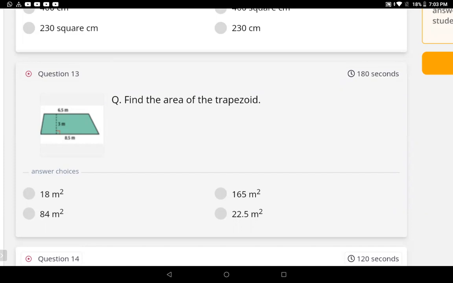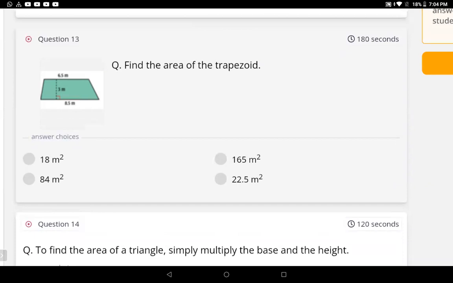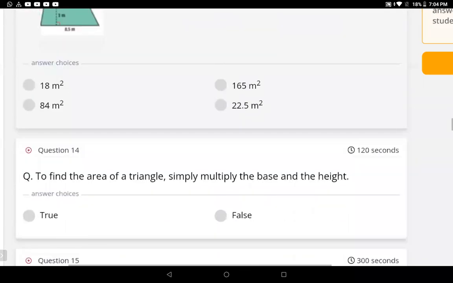Yeah, 15 into 3, that is 45. What is the area? Half of that, 22.5 meters square. Yes, 22.5. Please remember the formula, children. Area of trapezoid is nothing but half of the distance between parallel sides multiplied with the sum of parallel sides.